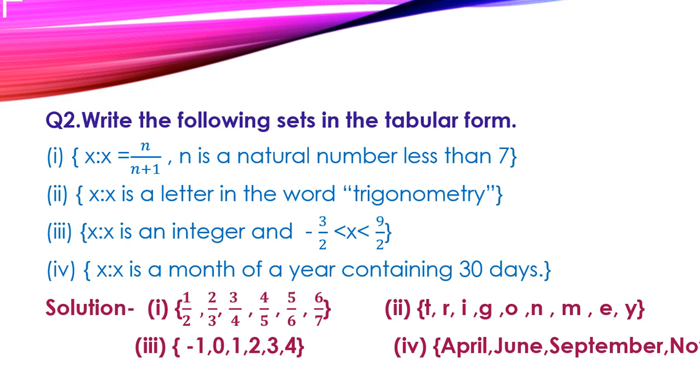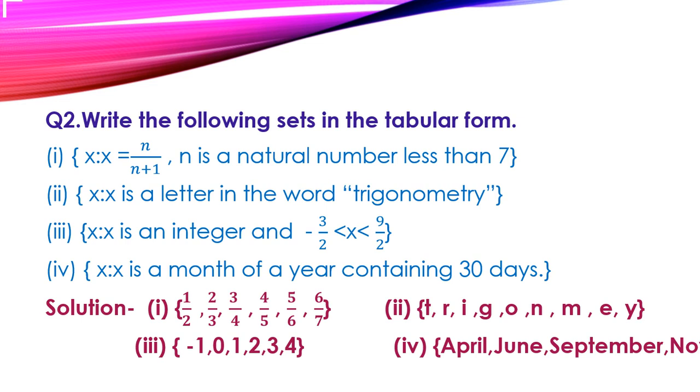And then 3 by 2. We cannot put 3 by 2 because it is not an integer. So again we move to 4 by 2. 4 by 2 is 2, so we have included 2. This is our fourth element of the set. Then 5 by 2, again we ignore this one. Then 6 by 2, which equals 3, so that is our fifth term of the set. And then 7 by 2 we cannot consider. Then 8 by 2 equals 4, so we have taken this one. So how many integers have we got? There are 6 integers lying between minus 3 by 2 and 9 by 2. So this is the tabular form representation of the set in question number 3, right?